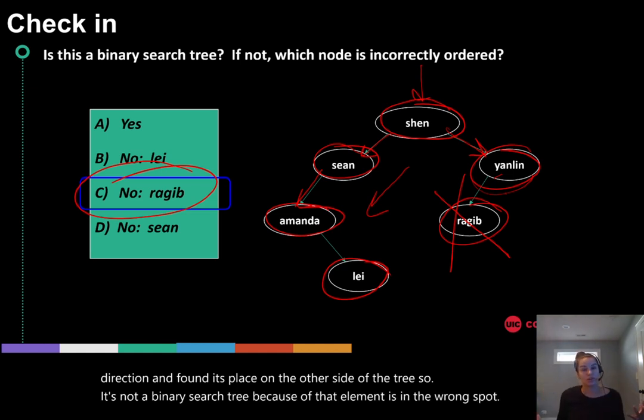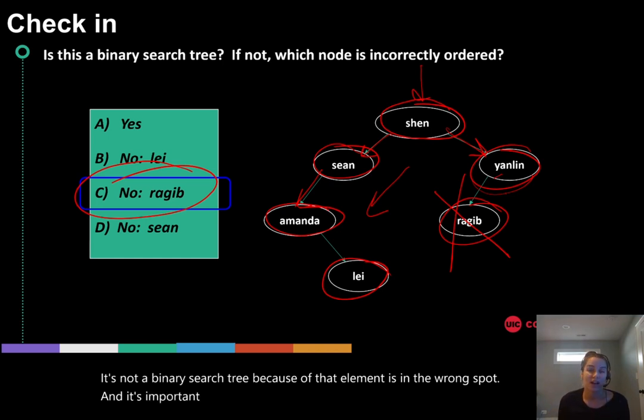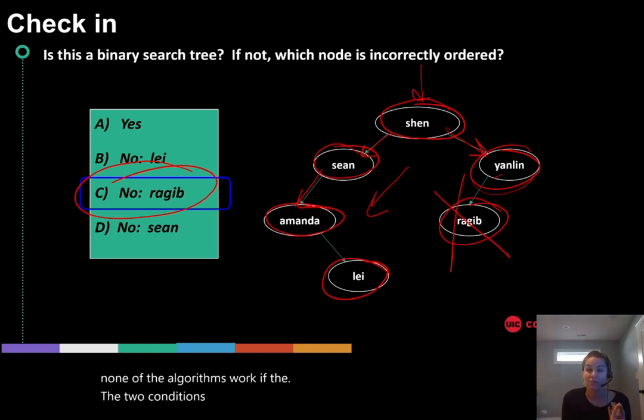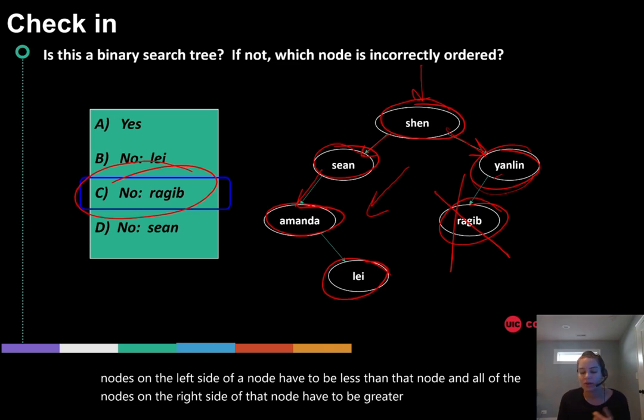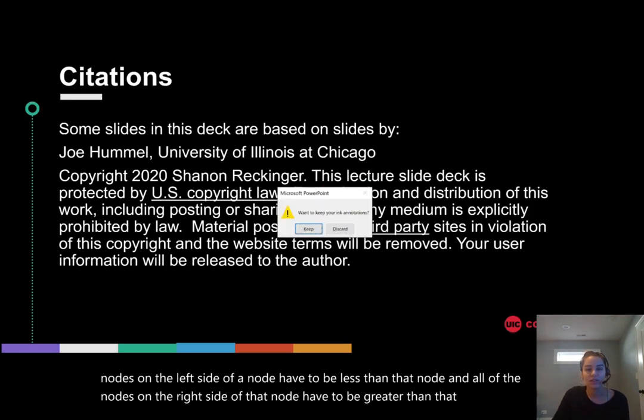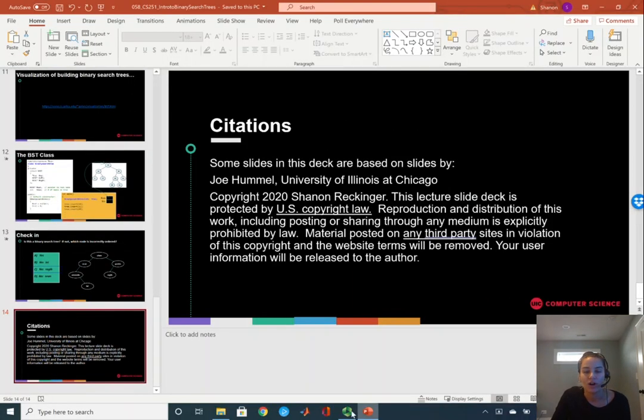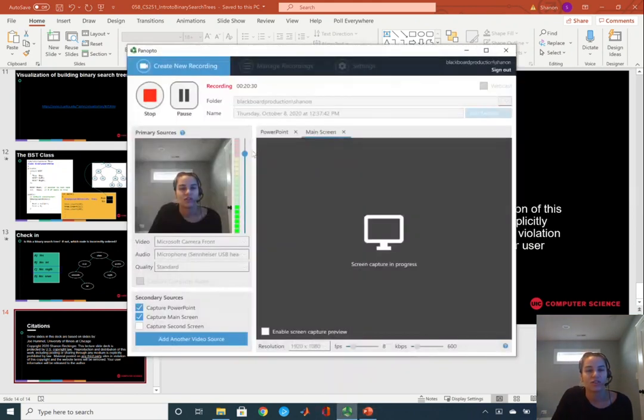And it's important that you have a valid binary search tree, because basically none of the algorithms work if the two conditions aren't true. Every node only has two children, and all of the nodes on the left side of a node have to be less than that node, and all of the nodes on the right side of that node have to be greater than that node. Otherwise, everything breaks down. So that's it for this introduction to binary search trees. We will be moving on to search, insert, traversal, and height of binary search trees in the next few videos.